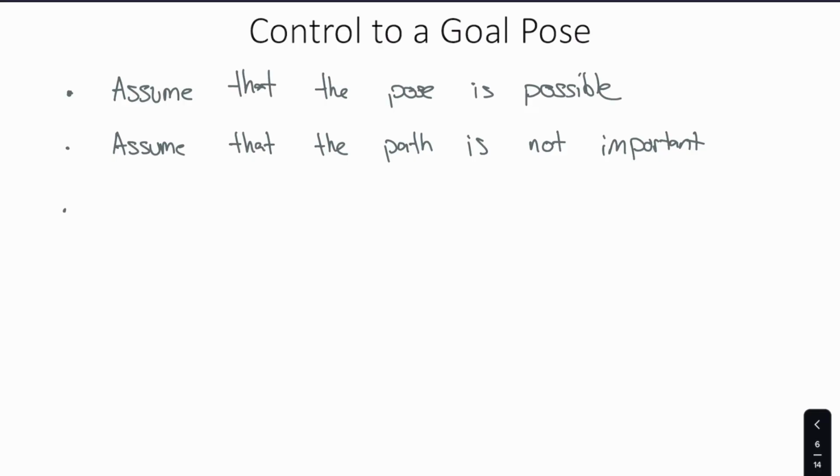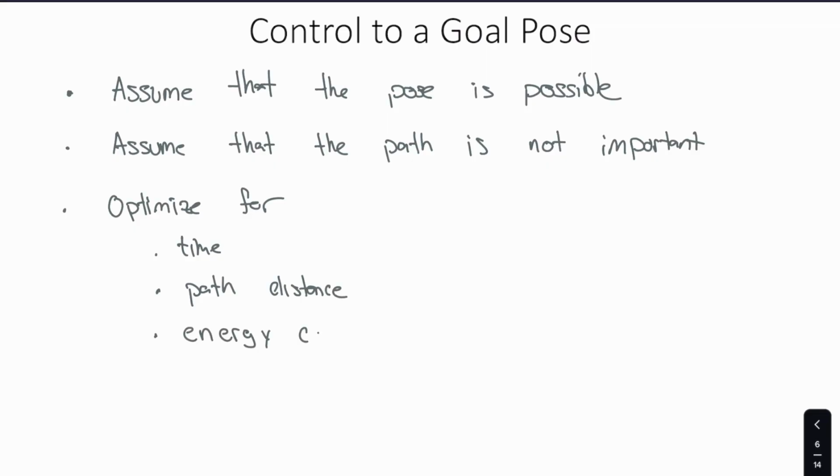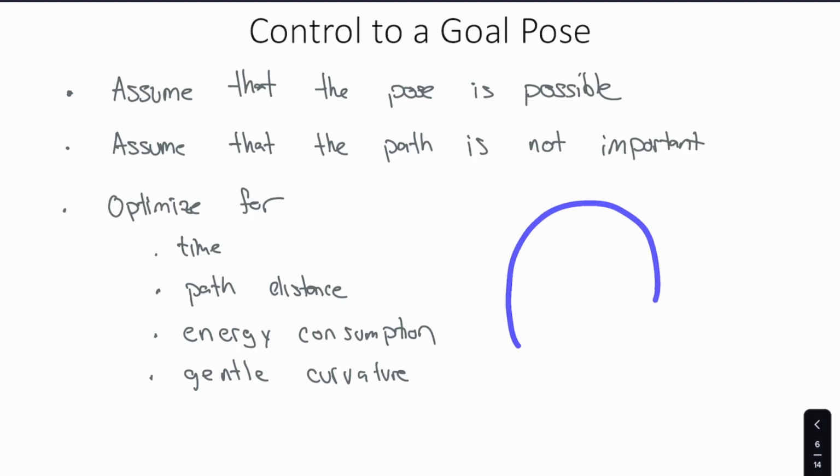In general, you can do things like optimize for time, path distance, energy consumption, gentle curvature, so that would be like making sure that your path doesn't require you to take sharp turns. Instead, you do something a little bit more gentle. But we're going to look at the simplest version of this possible today.